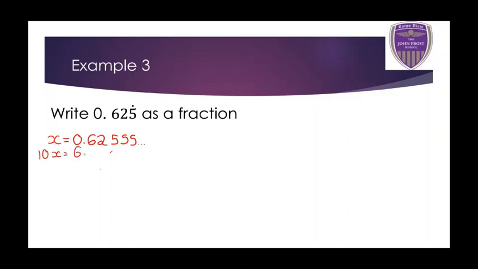So that'll be equal to 6.2555. Now those decimals don't match up, so let's try another one. 100x. That'll be equal to 62.555. That's no good either.